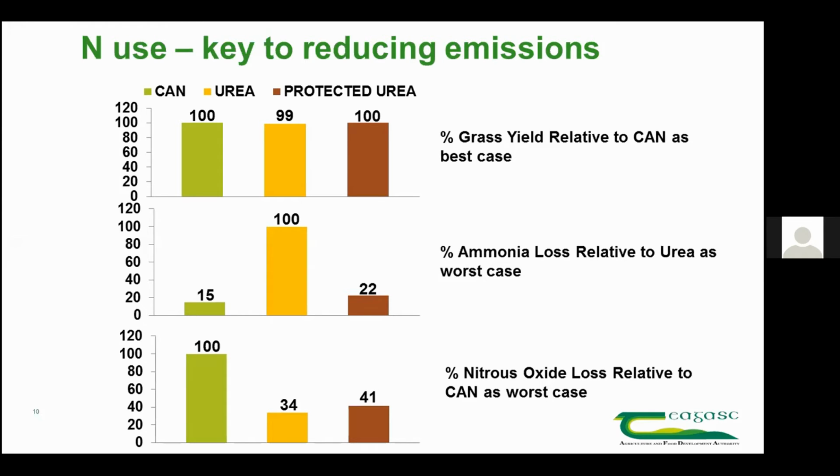Okay, so we have to manage our nitrogen use, and where we can't manage our nitrogen use, then we need to think about changing over, particularly from unprotected urea to protected urea in the first instance, because that's a huge saving for us on our ammonia emissions. And then subsequent to that, moving some of our calcium ammonium nitrate to protected urea in order to reduce our nitrous oxide emissions.